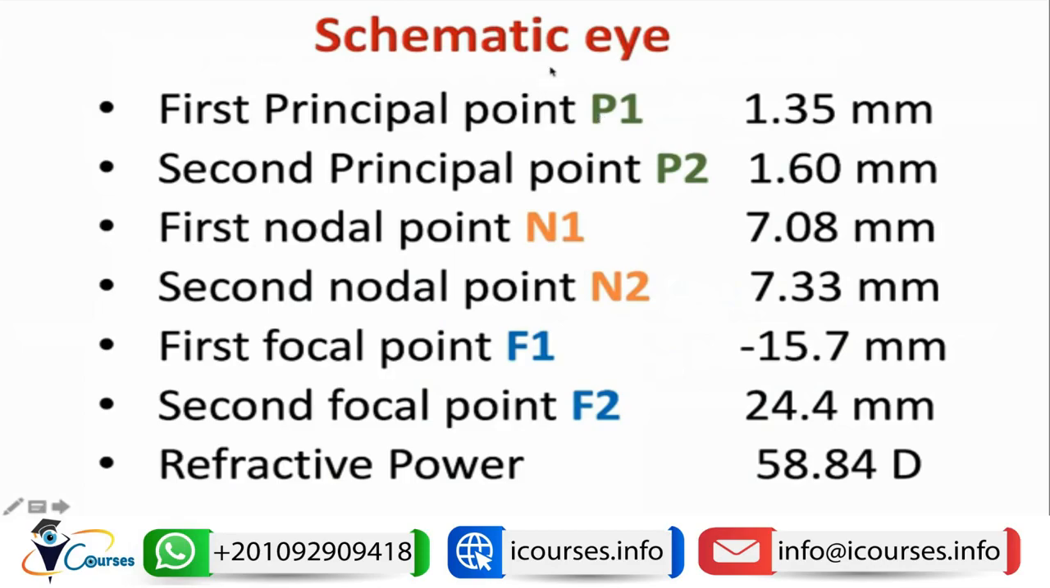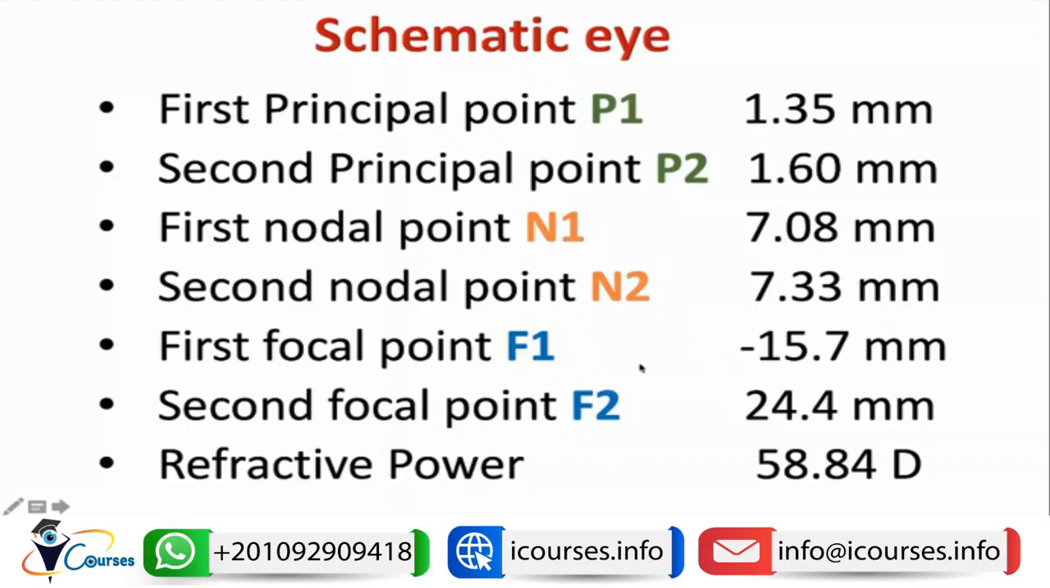According to the Goldstrand schematic eye, the first principal point, or P1, is located about 1.35 millimeters behind the anterior corneal surface. All these measures are taken from the anterior corneal surface. The second principal point is 1.6 millimeters. The first nodal point is 7.08 millimeters. The second nodal point is 7.33 millimeters. The first focal point is the only point located outside the anterior corneal surface, in the air. That's why it has a minus value: minus 15.7 millimeters.